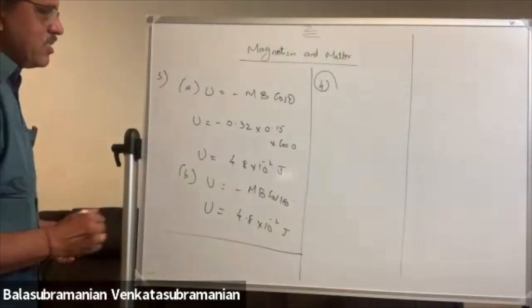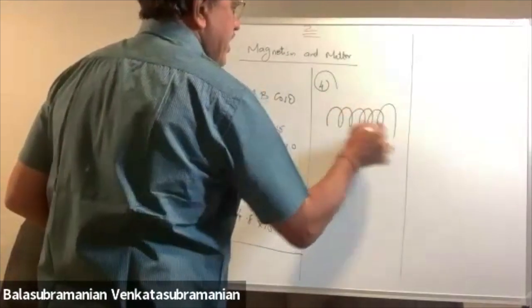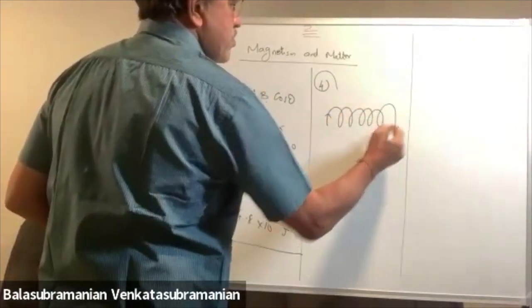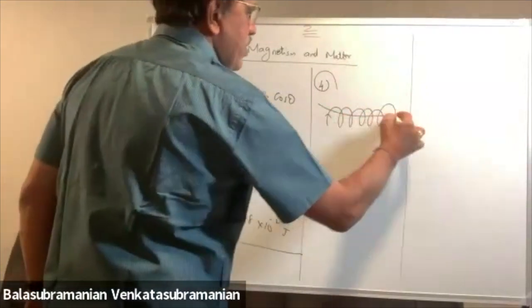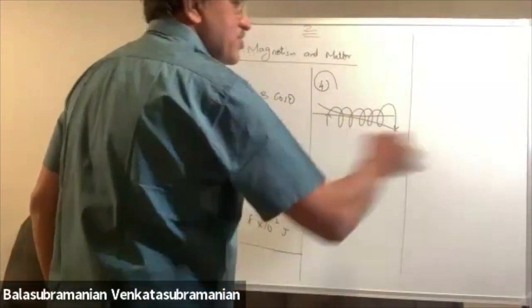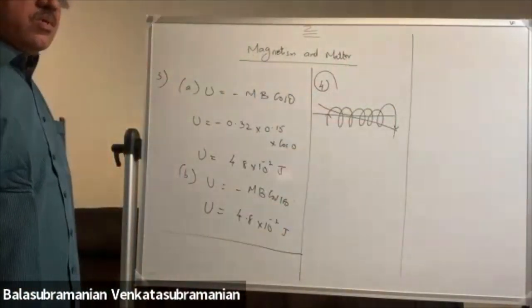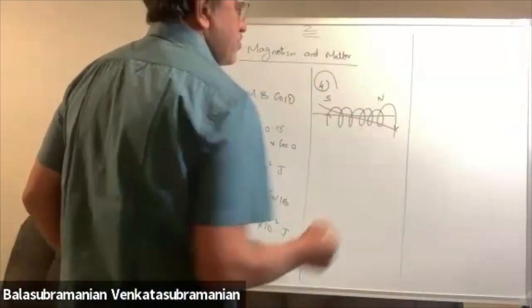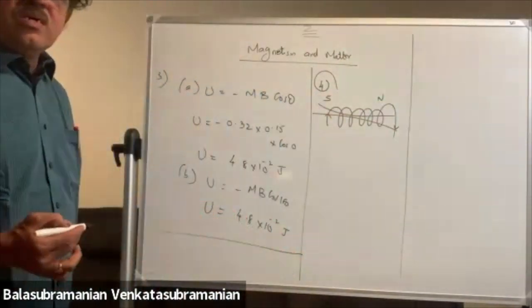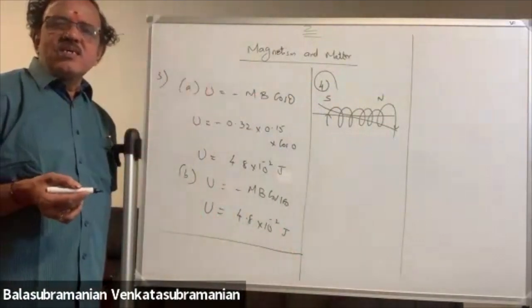That is, this is a solenoid carrying current clockwise. So the magnetic field will be along its axis, along its center. So it acts like a bar magnet. You can explain this concept using the end rule.